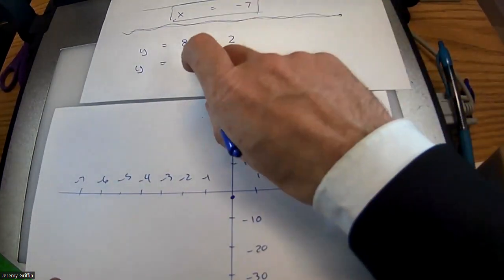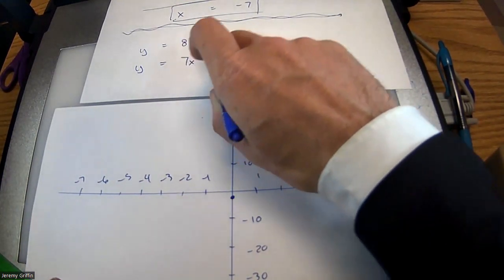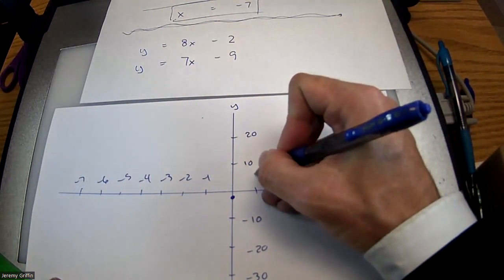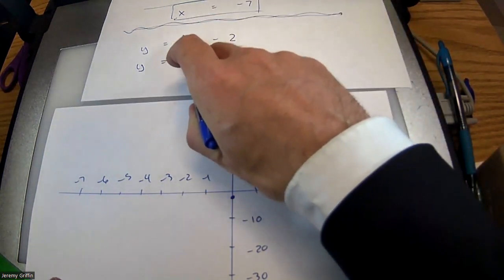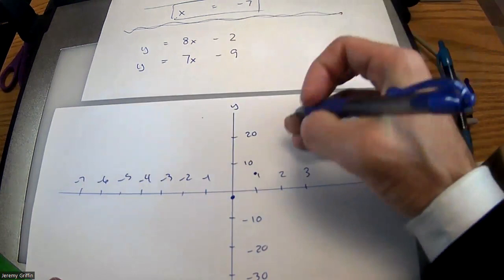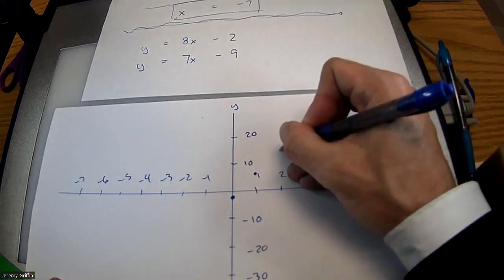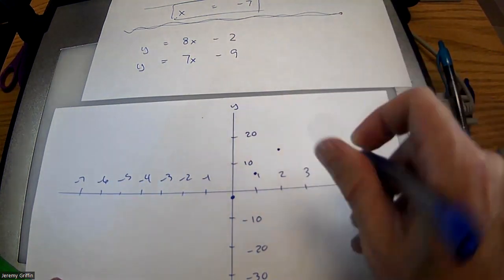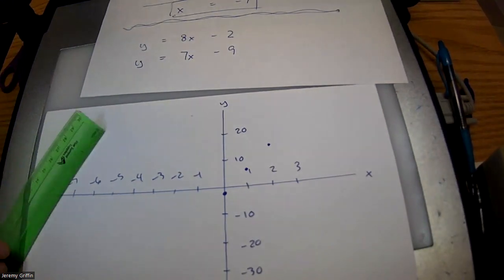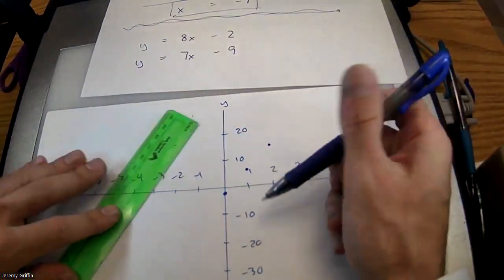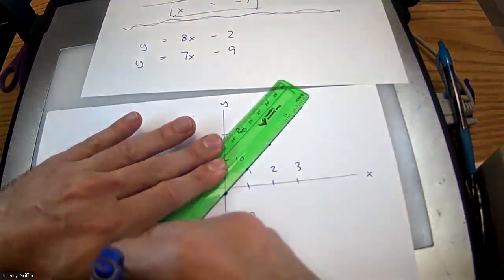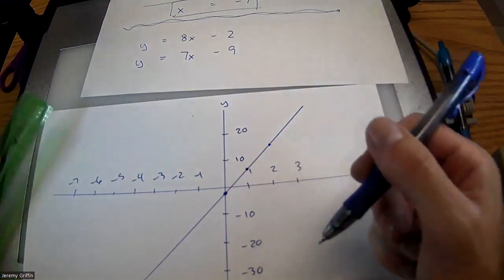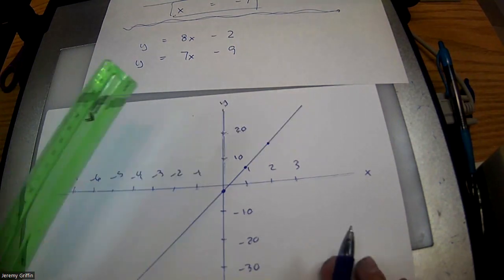And then what if x is 1? That'd be 8 minus 2 is 6. So 1, 6. Over 1, up 6. Right there. What if x is 2? 8 times 2 is 16, minus 2 is 14. Over 2, up 14. See how these points line up in a straight line? You can plug in anything for x and you're going to get some different value for y, but all the coordinates are going to land somewhere on that line.